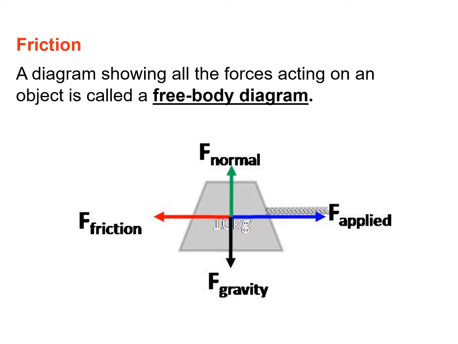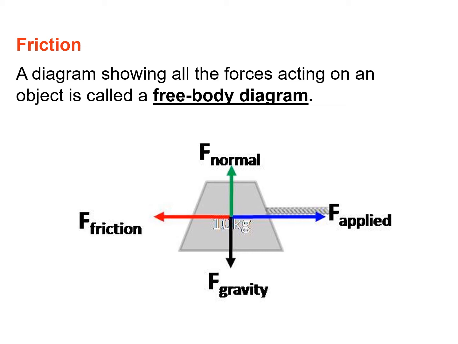The forces in this particular diagram show a 10 kilogram block, but you don't have to actually have that block there. But what a free body diagram usually does is it does put the origin in the center of the mass. So we see all the tails of the vector arrows touching in the center of the 10 kilogram block. There is a force that's pulling on the block. We call that the applied force.